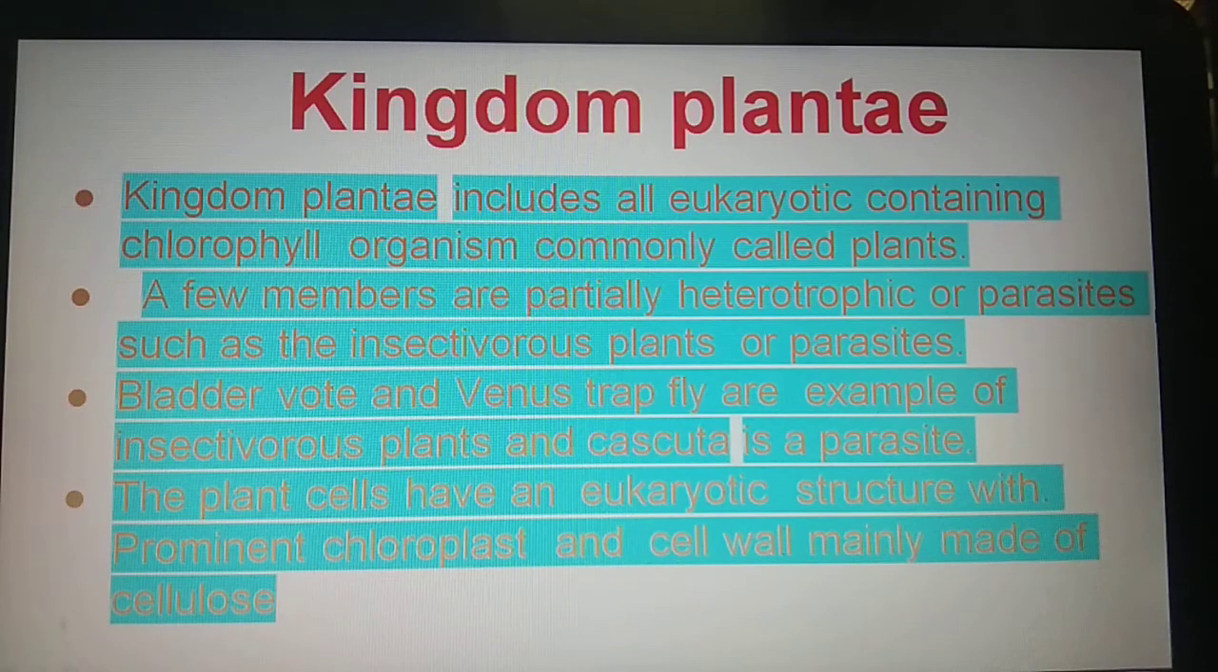Now students, the plant cells have a eukaryotic structure with prominent chloroplast and cell wall, mainly made of cellulose. The most essential thing is chloroplast. We cannot imagine the plant kingdom with the absence of chloroplast, because chloroplast is completely responsible for the process of photosynthesis, which we all know the importance of in case of plants.